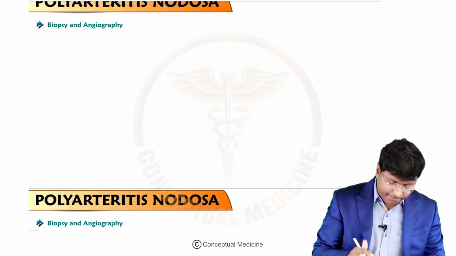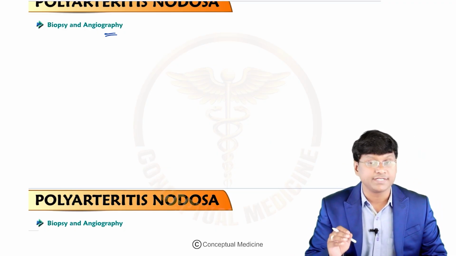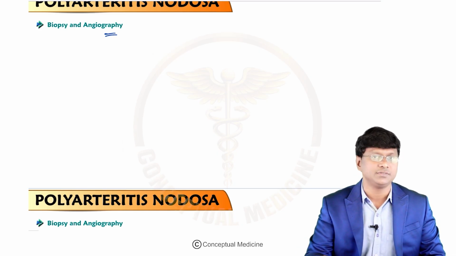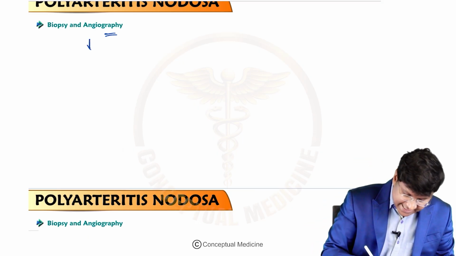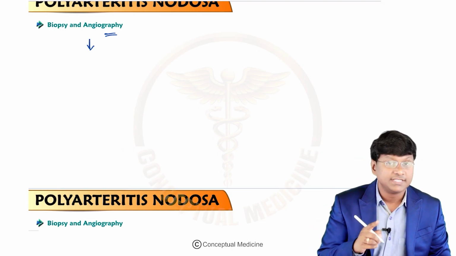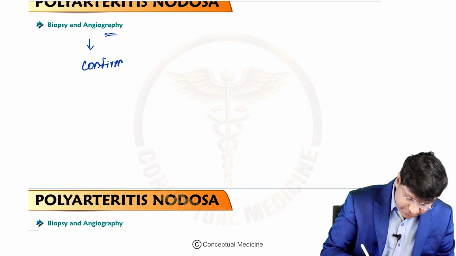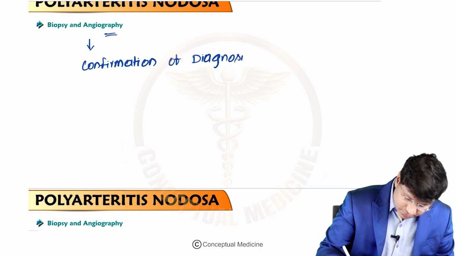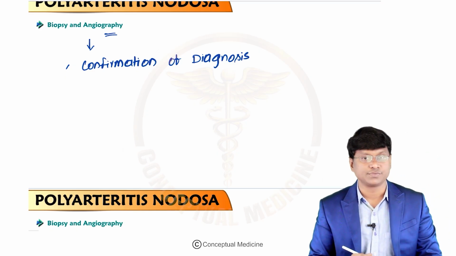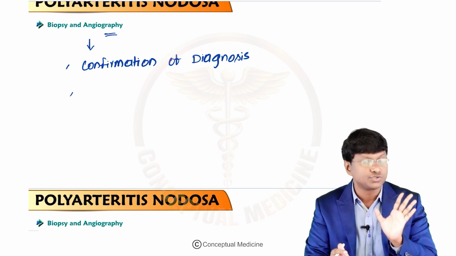But apart from that, biopsy as well as the angiography. The diagnosis of polyarteritis nodosa requires confirmation with either a tissue biopsy or an angiogram. So this biopsy and angiography will confirm the diagnosis. And biopsies of symptomatic sites should be done.